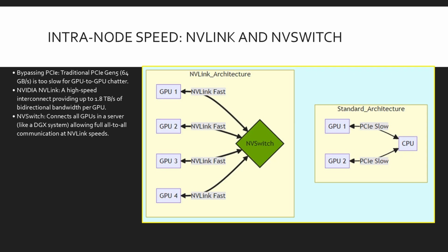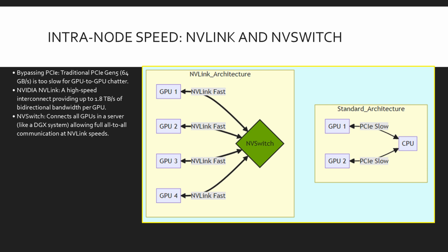To solve the bandwidth issue inside a single server, we cannot rely on standard PCIe. Even Gen 5 PCIe at roughly 64 gigabytes per second is a bottleneck for modern AI. To address this, we use NVIDIA NVLink. This technology creates a direct high-speed highway between GPUs, delivering up to 8 terabytes per second of bidirectional bandwidth, significantly faster than PCIe. To scale this, we use the NV switch. Think of NV switch as a traffic cop that allows every GPU in a server to talk to every other GPU simultaneously at full speed, creating a unified memory space that simplifies how we program these massive models.